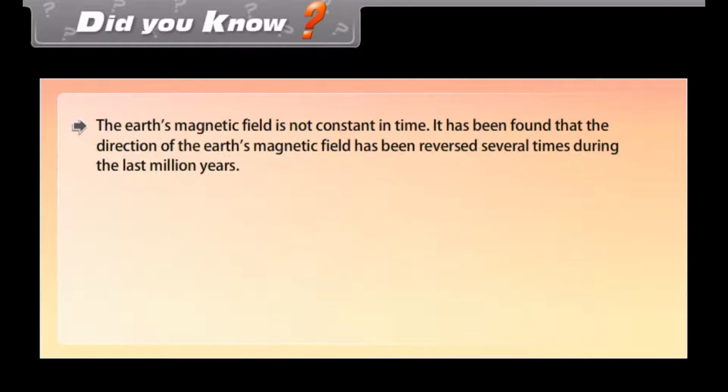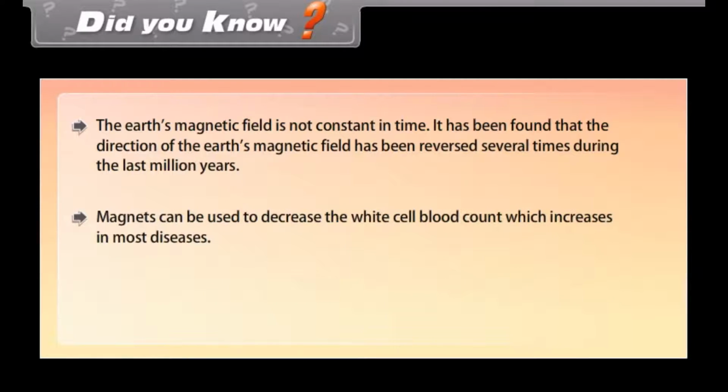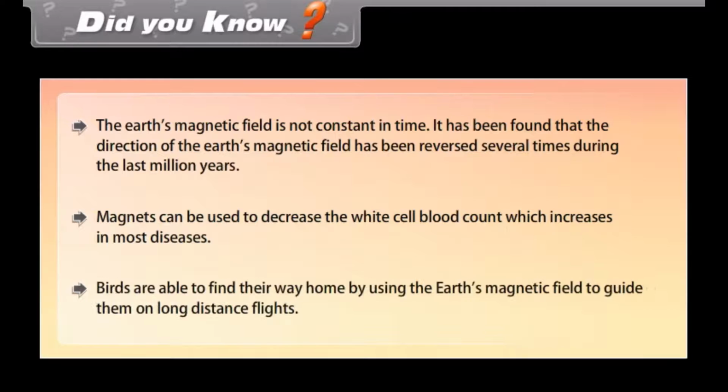Did you know? The Earth's magnetic field is not constant in time. It has been found that the direction of the Earth's magnetic field has been reversed several times during the last million years. Magnets can be used to decrease the white cell blood count, which increases in most diseases. Birds are able to find their way home by using the Earth's magnetic field to guide them on long-distance flights.